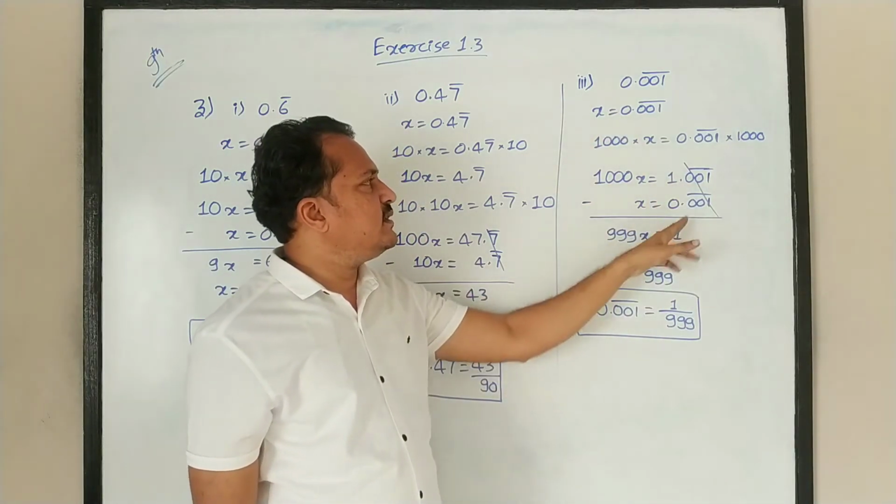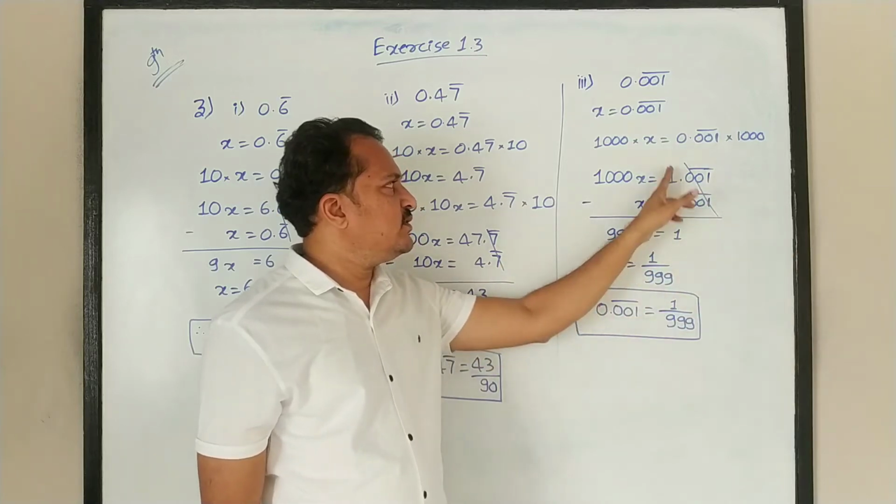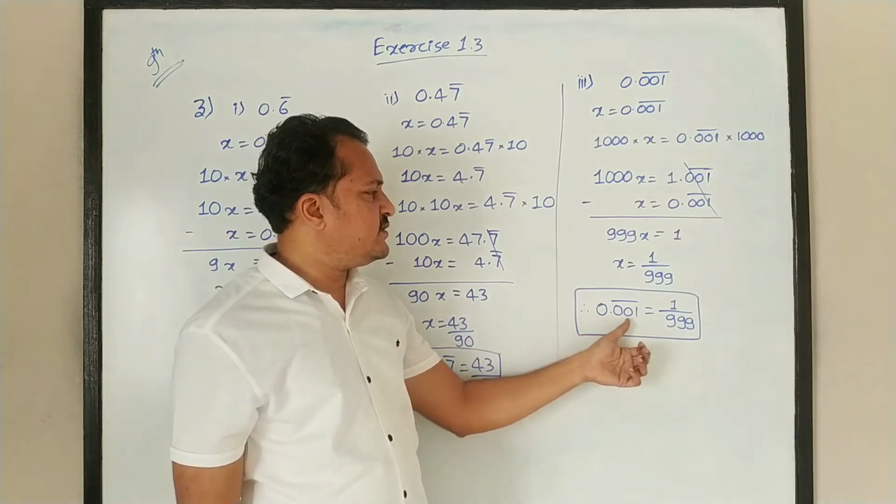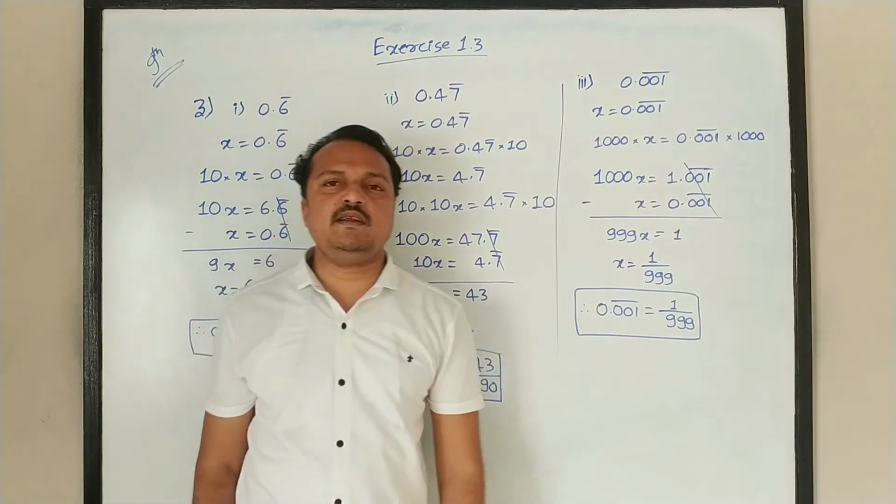So subtract the x here. These two repeating factors will be cancelled out. 1 is here. 1000 minus 1 is 999. Finally, 0.001 is equal to 1 divided by 999.